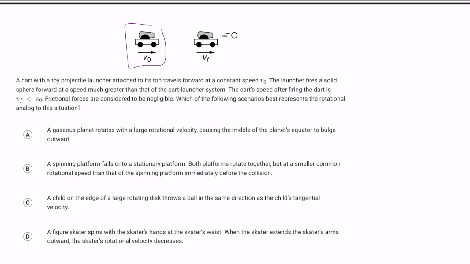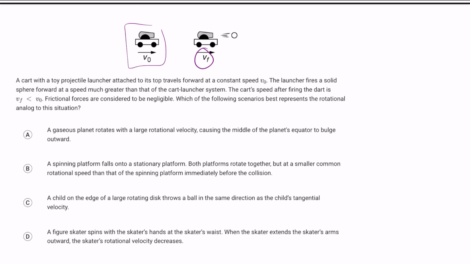And that sort of makes sense because of equal and opposite reactions. When it launches this ball, there's going to be a force in the opposite direction on the launcher, so that should cause some deceleration to occur. So our final velocity should definitely be smaller than our initial velocity. All right, so the cart's speed after the firing dot is less. Frictional forces are considered to be negligible, so that's nice.